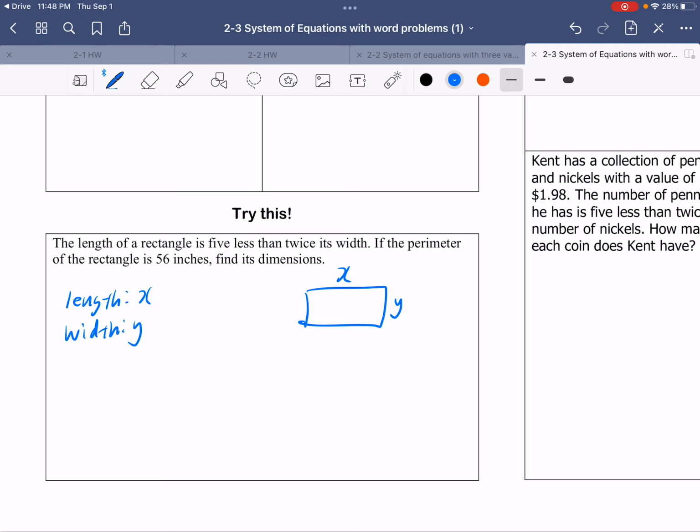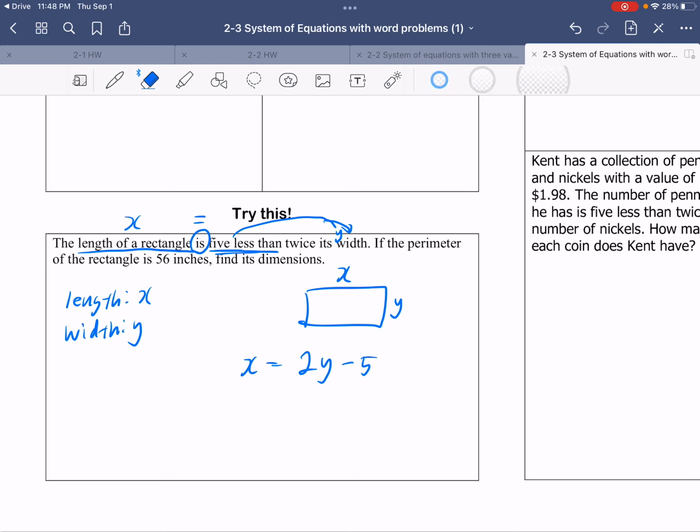And it says length is, so x is, whenever you see the word verb, it's an is, it's equal to. So x equals, it says 5 less than. Whenever you see the word than, the previous word goes to the other side. Less than twice its width, right? Width is y, and it says twice, right? So it's going to be 2y. 5 less means minus 5.